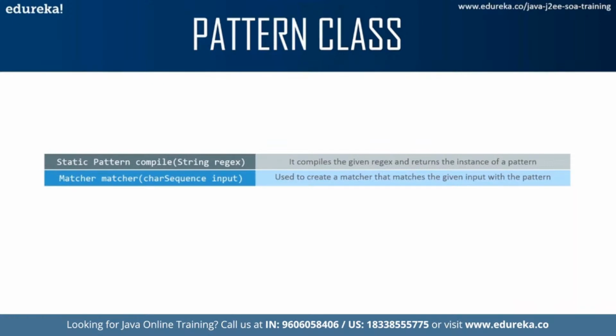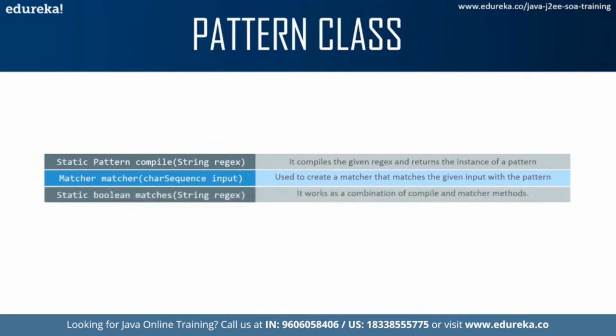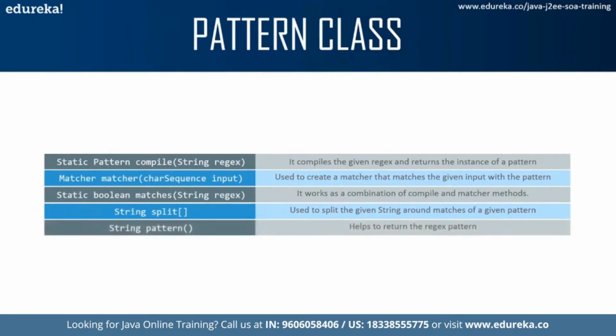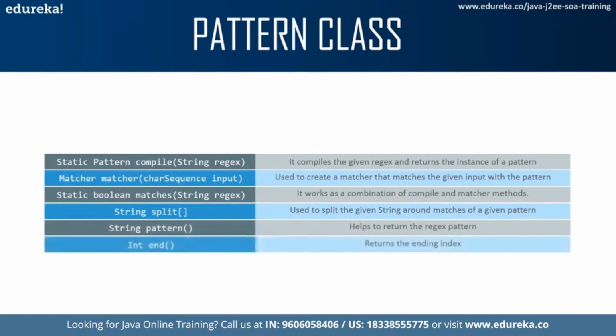So suppose you have a pattern that comprises special characters along with numericals and alphabets. It will try to match the given input with the pattern. For that reason, you need to use this method. Next method is static boolean matches(String regex). This works as a combination of the compile and matcher methods. Next you have String split, which is used to split the given string around the matches of a given pattern. After that you have a method called String pattern, which is used to return the regular expression pattern.